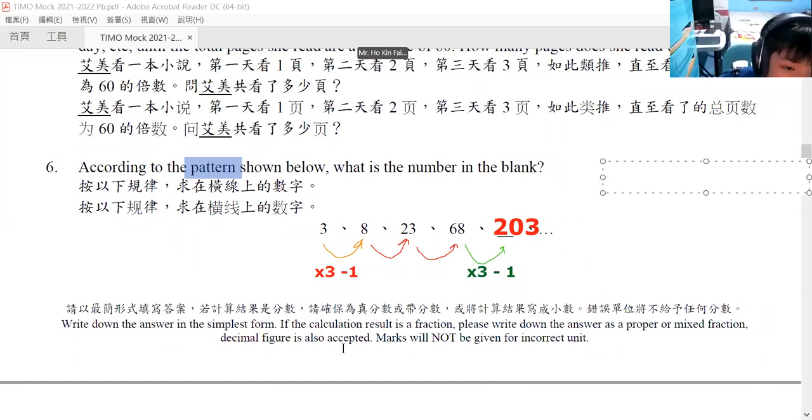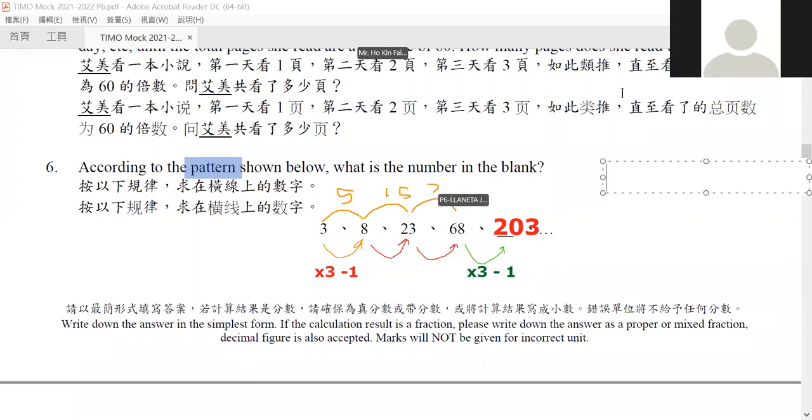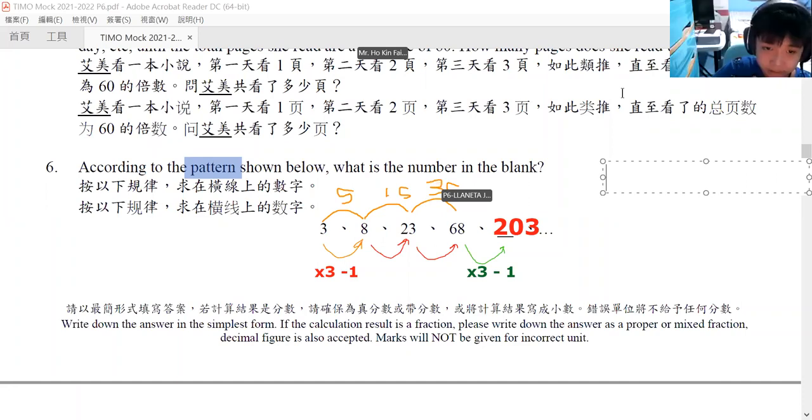I noticed, teacher, when I took the difference of the 2 numbers, it was like this. Okay, yes. Oh, wait. 35. Yes, 35, so? And then what's the next number?